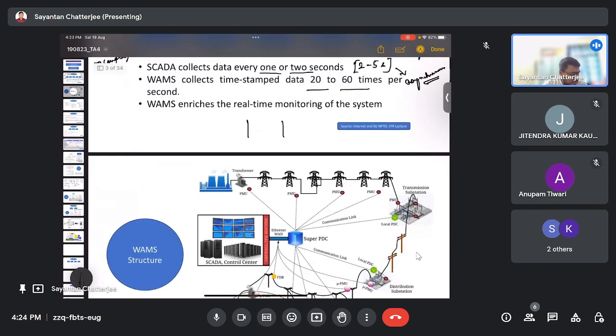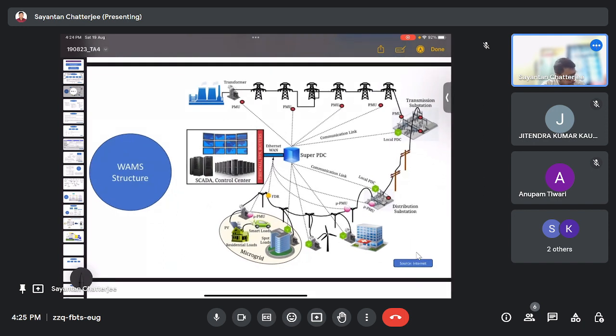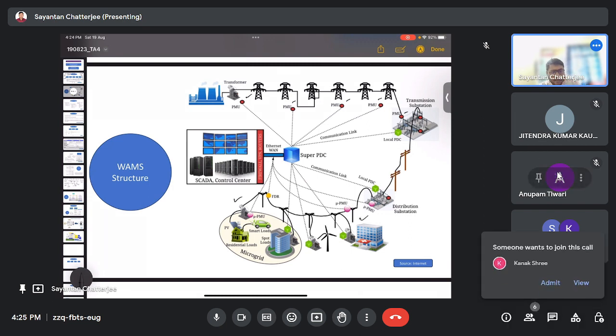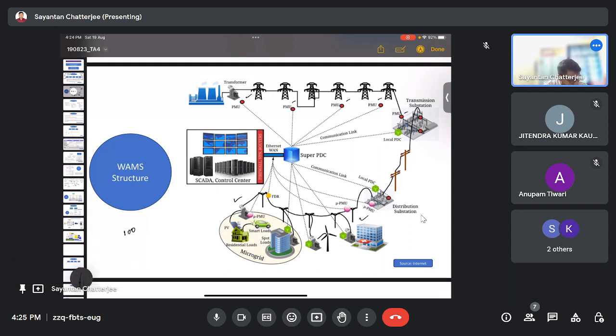So what we can see is that WAMS enriches the real-time monitoring of the system, right? This is the WAMS structure, where we can see the PMUs located at various locations. Here all the transmission substations are given PMUs. On the distribution side, we have the micro PMU, where the micro PMUs have higher refresh rates, generally in the range of 100 samples per second.